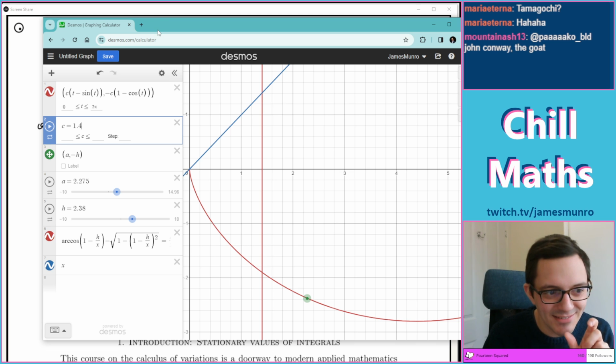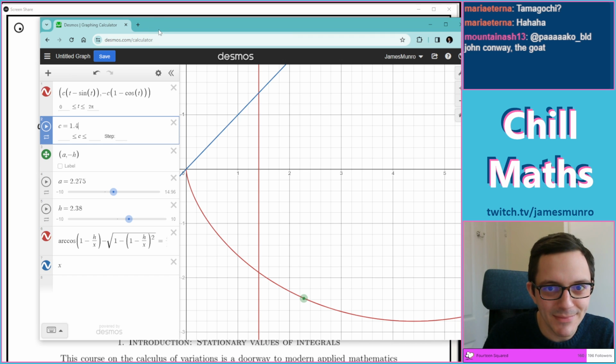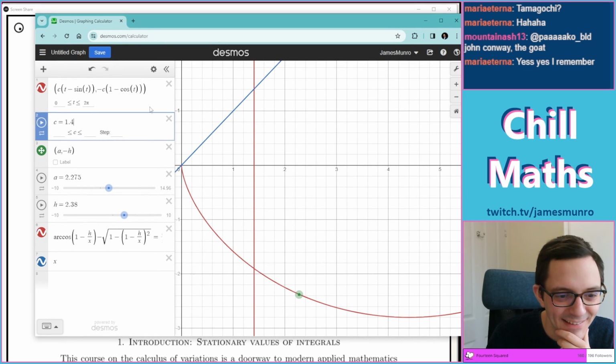Tamagotchi, like those little 1990s things. Tiny little electronic device, little creature on it, and you have to keep it alive by pressing the buttons. That's what I feel like when people redeem hydrate. Yeah. There we go.